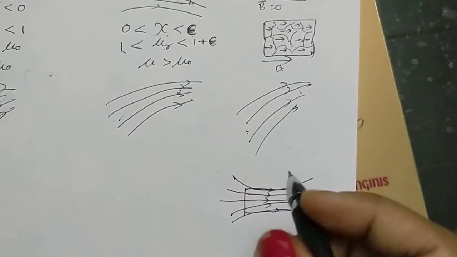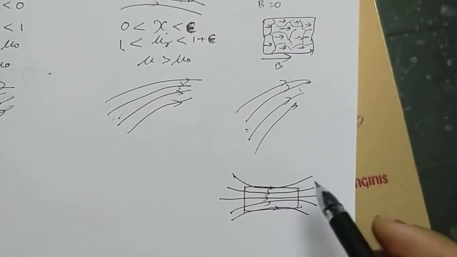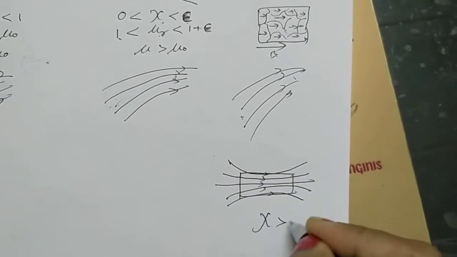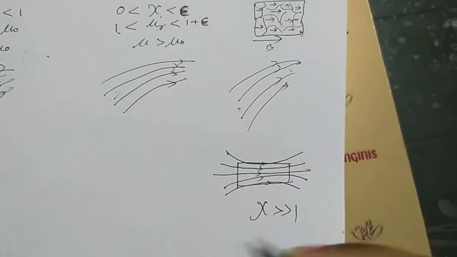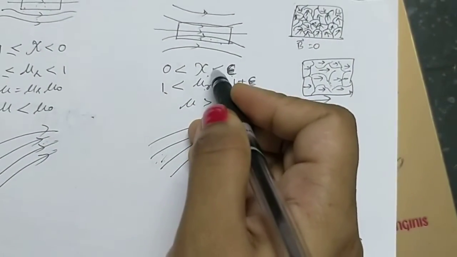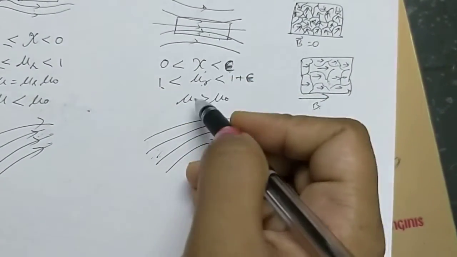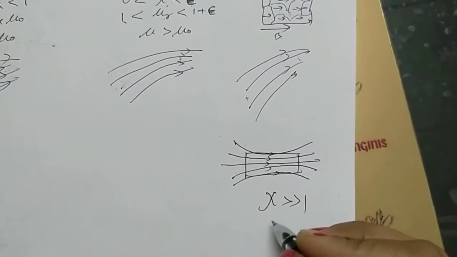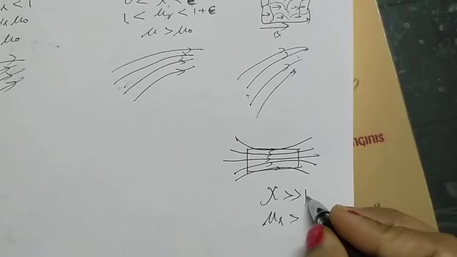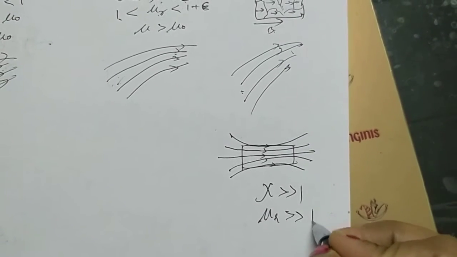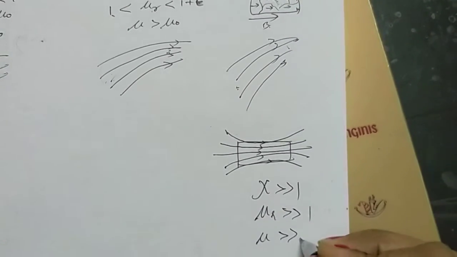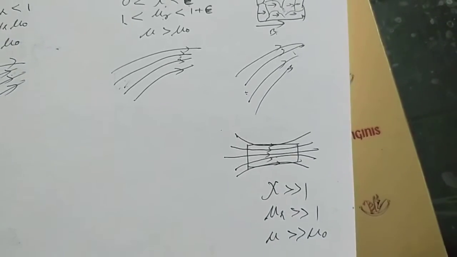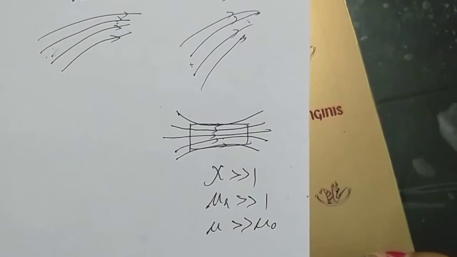And here, susceptibility is much greater than 1. For paramagnetic it is positive but a small number, near 0. But here it is a positive number but very large as compared to 1. And mu r, which is 1 plus susceptibility, will be much greater than 1. And mu is also much greater than mu naught. So the magnetic field inside will be much greater than the magnetic field in free space.